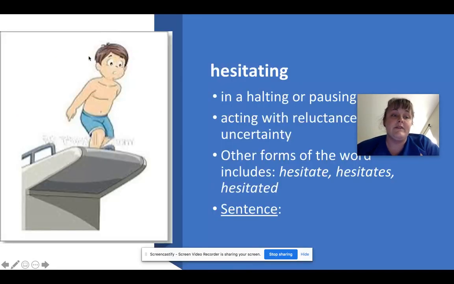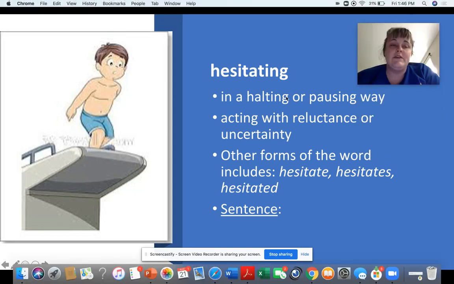Ooh, look over here. This boy looks like he's on a diving board and he's at the edge looking down, and look at his face. What can you tell me about how he's feeling here? It looks like he's unsure. He's not positive that he wants to jump.